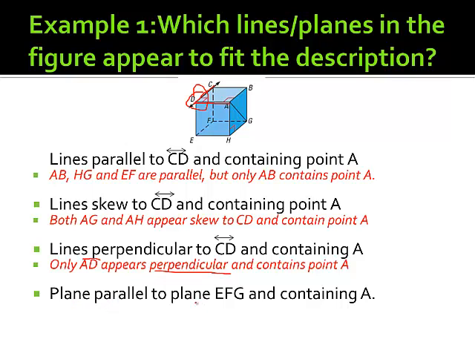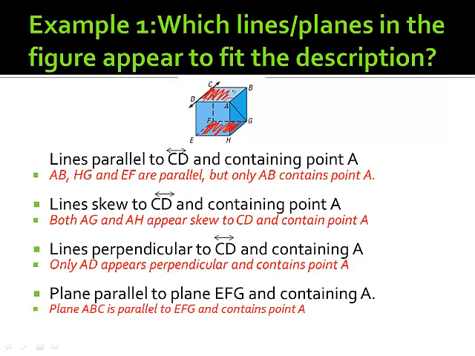What about a plane parallel to plane EFG and containing A? Well, EFG, I always like to color code just to make sure. So EFG's plane is going to be this bottom plane here, the bottom face, but containing A, and it has to be parallel to. Well, the only one that's actually parallel is going to be ABC, which is the one just above it. So that'd be this one here.